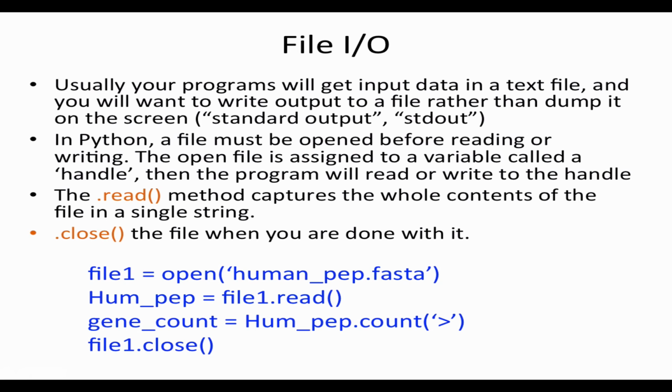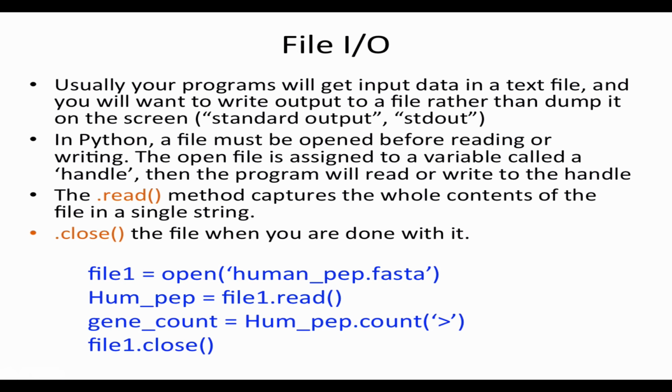So when your program just outputs, it outputs to what's called standard output, which most of the time will be on the screen. So when you call a function and it has a return value, if you've called that function interactively, it'll return the value to the screen. If you want to read a piece of data, you have to point to that data and then read it in. In Python, a file must be opened before reading or writing that file.